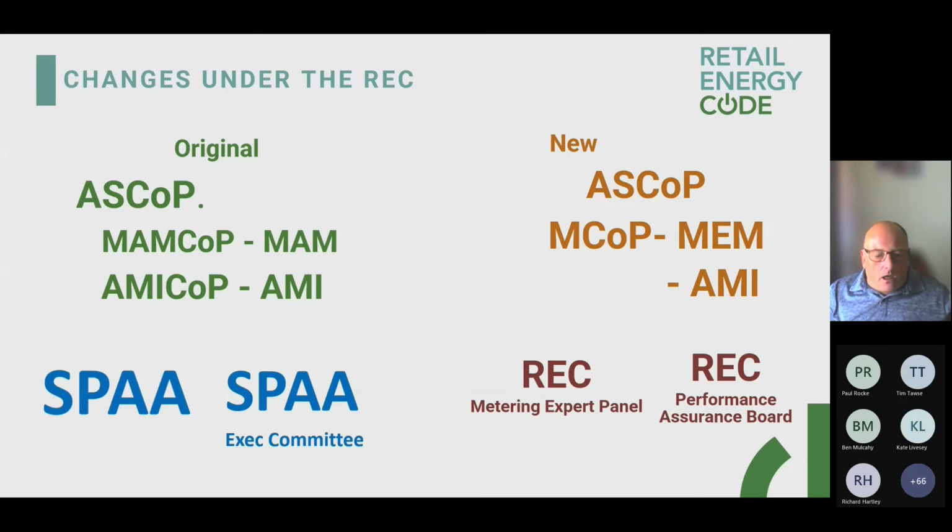So you've also got the metering expert panel. One of the things that was extremely useful within the MAMCOP was the fact that all the GDNOs and MEMs, as they are now, used to get together and have discussions. That was useful from the point of ironing out issues and everything else. So that has been reintroduced under the REC. There is now a gas operational meeting and an electricity operational meeting held once a quarter. I think the electricity is held twice now and the gas is held once, if I'm correct.